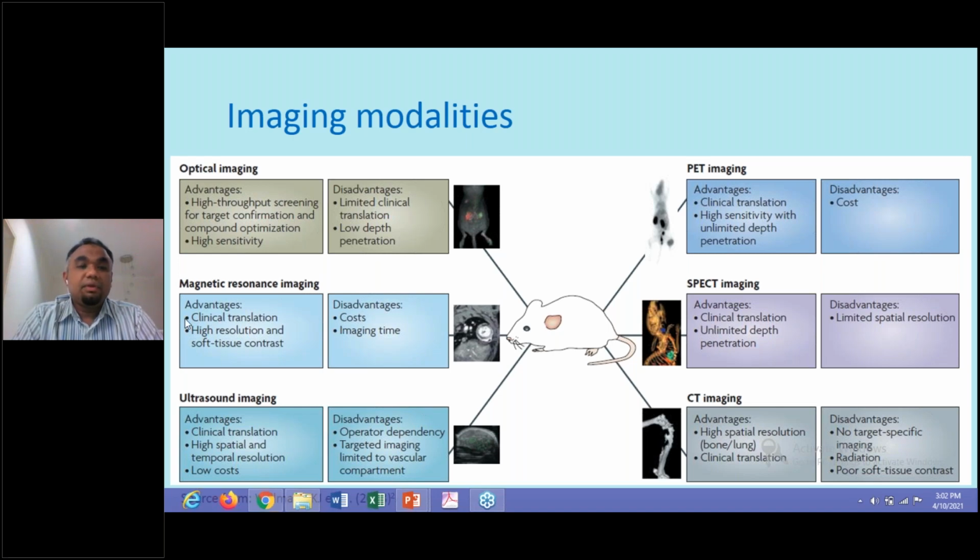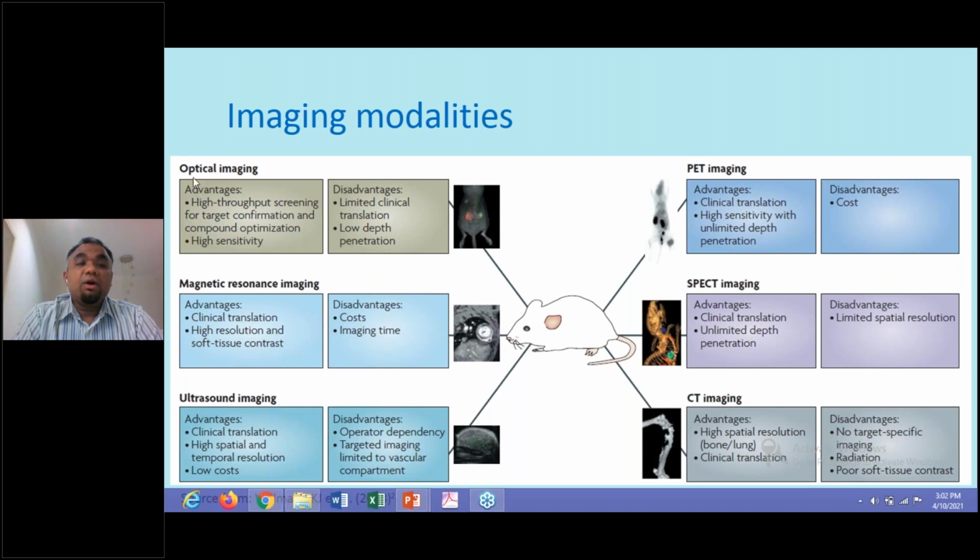The second last one is MR imaging, which is already available in clinical setting with high resolution of soft tissue contrast, but the disadvantages are the imaging time and the cost.